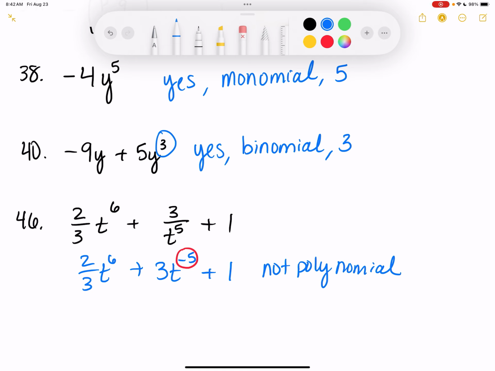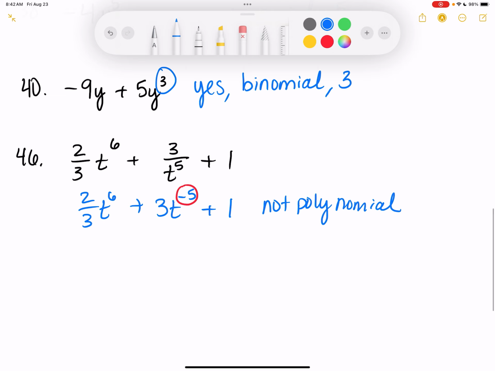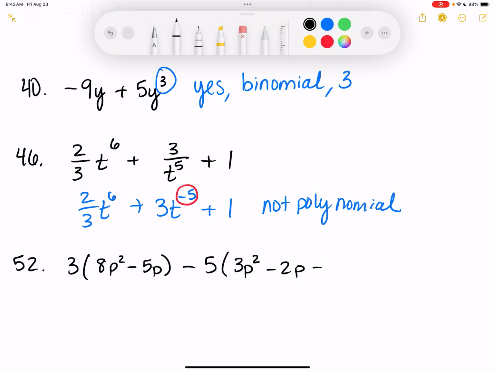Okay, the next problems want us to add or subtract, as the case may be, for the given problem. So 52, we have 3 times (8p squared minus 5p) minus 5 times (3p squared minus 2p plus 4).